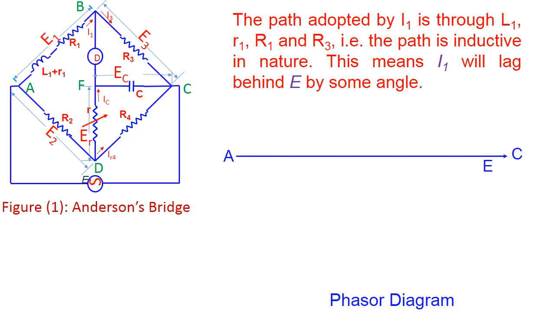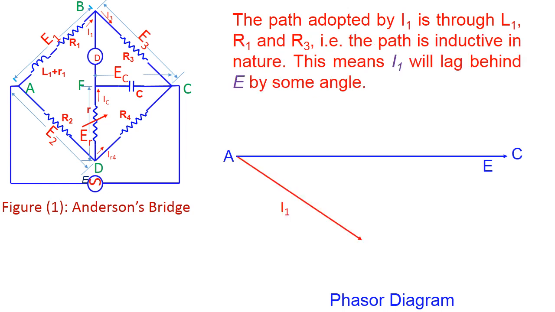The path adopted by I1 is through L1, lowercase r1, R1 and R3. That is, the path is inductive in nature. This means I1 will lag behind E by some angle. We will draw a phasor for I1 lagging behind E by some angle.